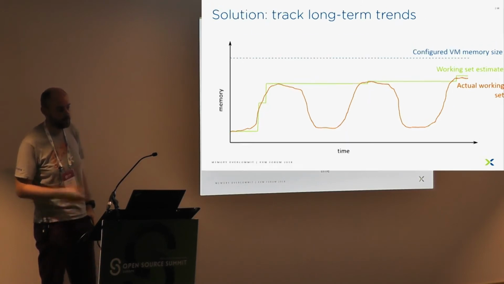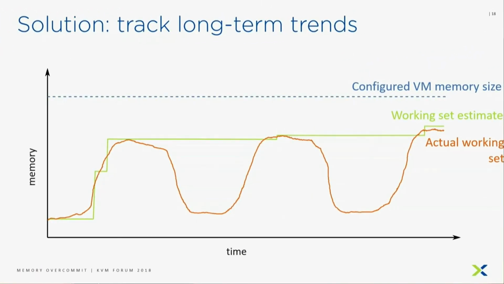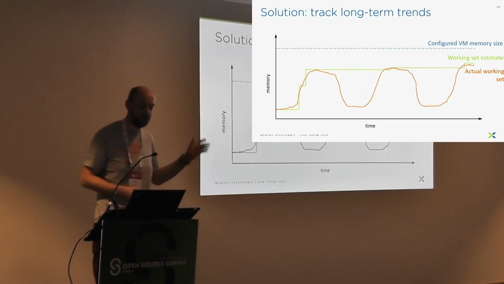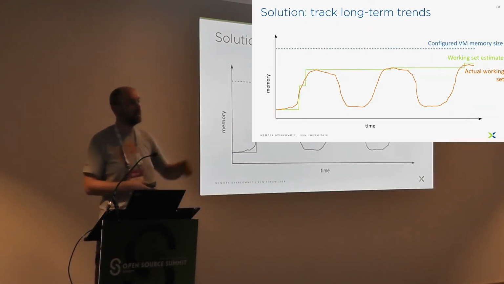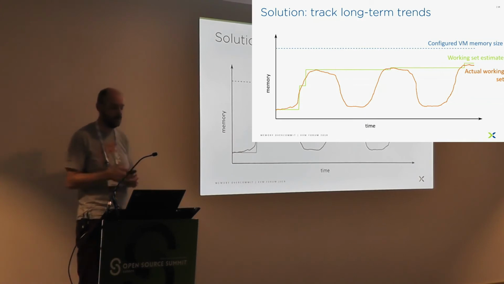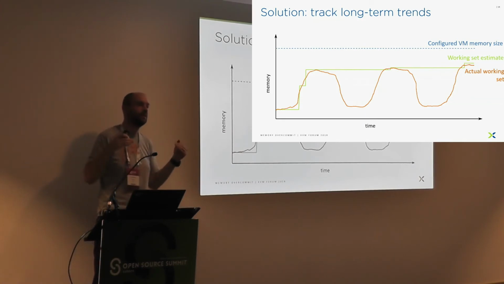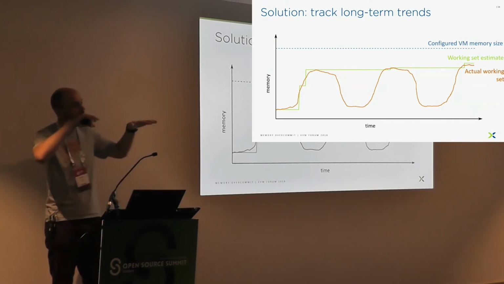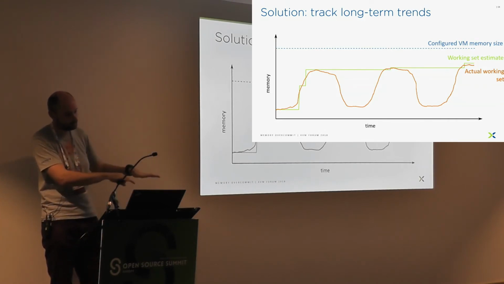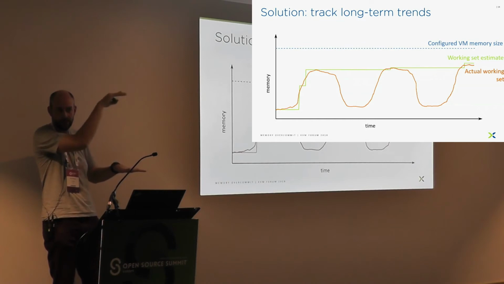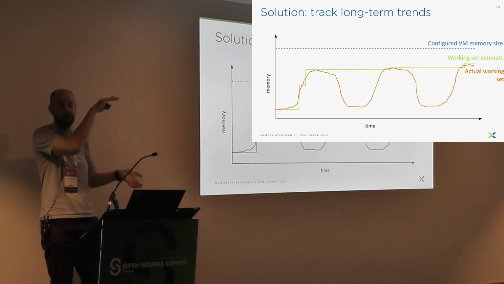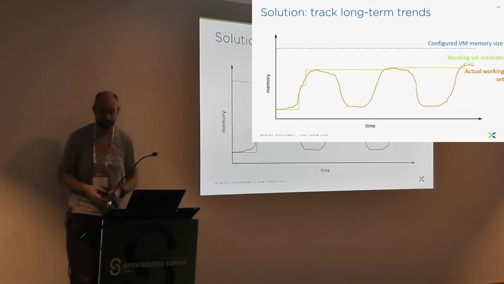And one of the potential solutions to these problems is that we can try tracking long-term trends. So coming back to this cyclical VM example, what if we were a little bit more conservative about when we start squeezing it down again? Even if we think the working set has diminished, maybe we still keep the C group a little bit higher, just in case it starts to need those pages again.